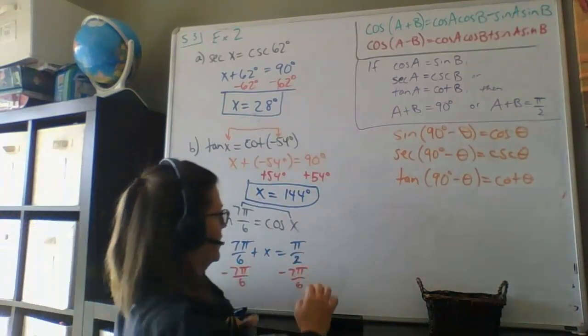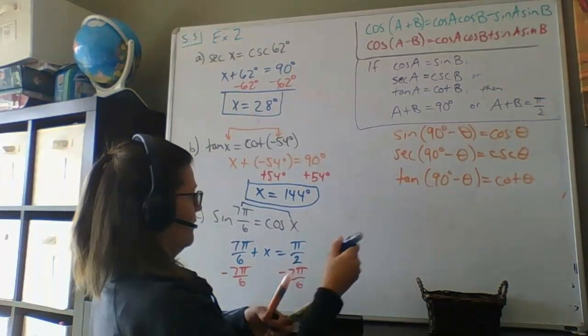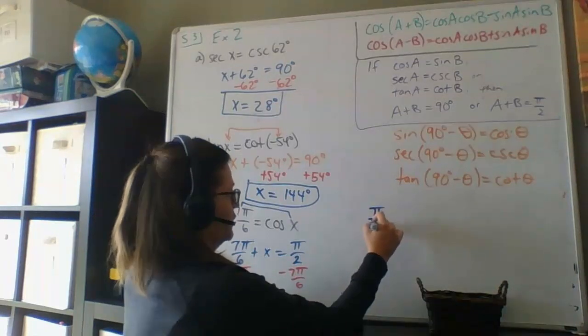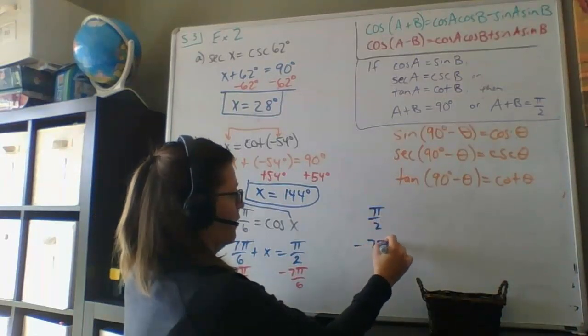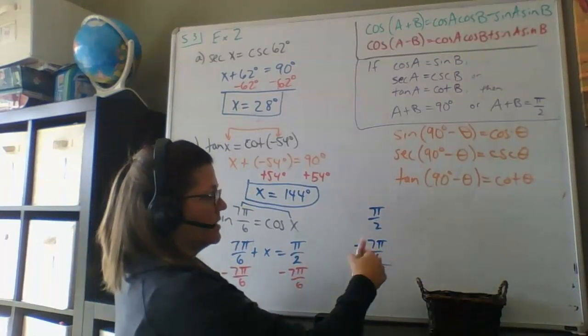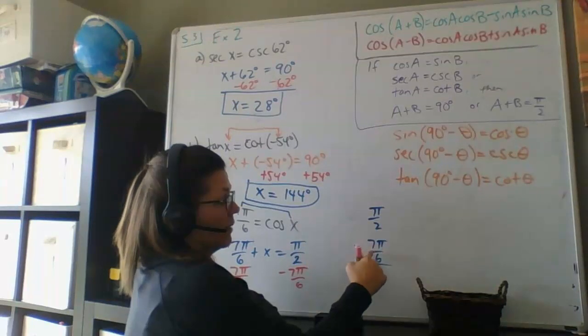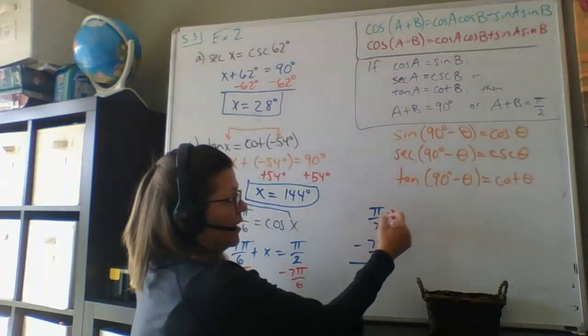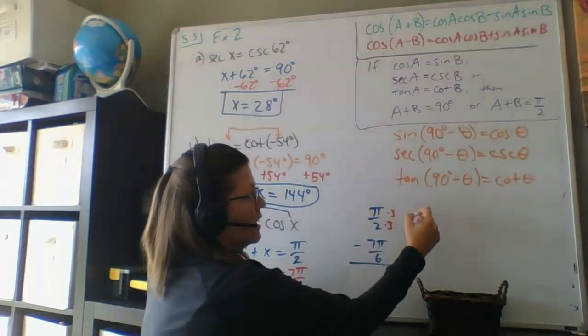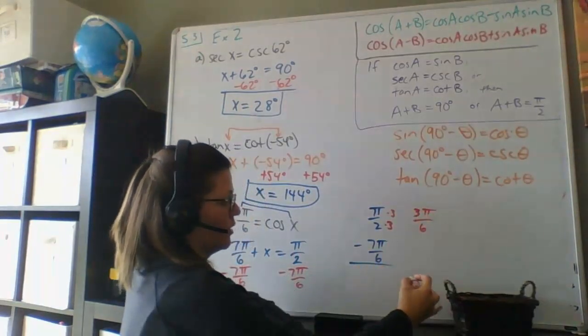I'll take this calculation over to the side. So we have pi over 2 minus 7 pi over 6. So we need a common denominator here. 6 is the common denominator between 2 and 6. So we're going to multiply the top and bottom of this fraction by 3 to get 3 pi over 6. And now we're ready to subtract.